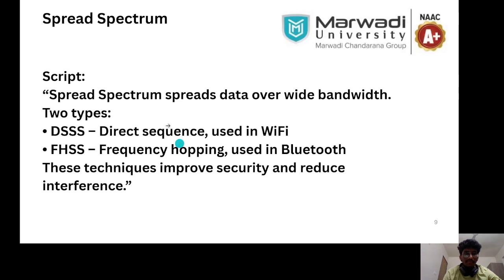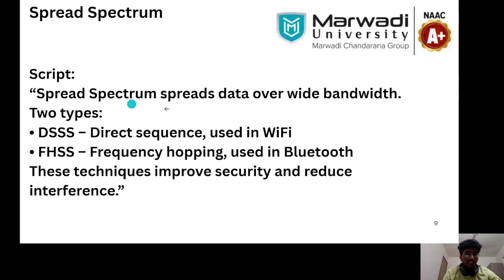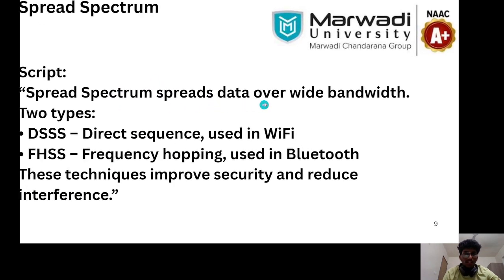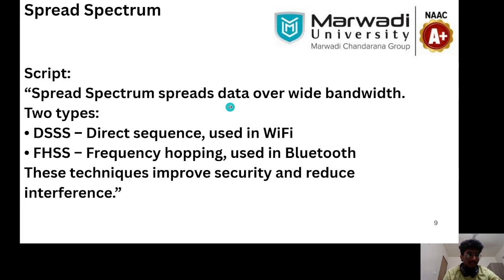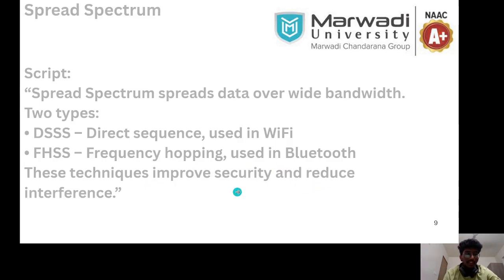And here is the spread spectrum. Spread spectrum spreads data over wide bandwidth. Here are the two types of spread spectrum. DSSS, direct sequence, used in Wi-Fi, and FHSS, frequency hopping, used in Bluetooth. These techniques improve security and reduce interference.